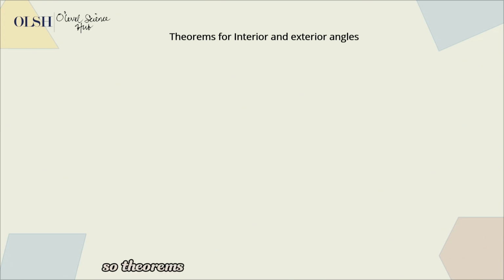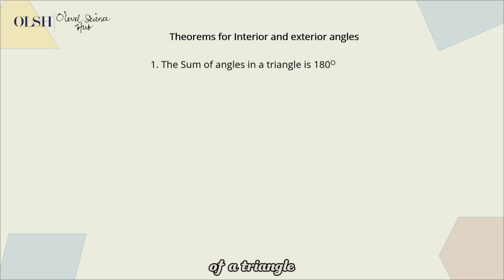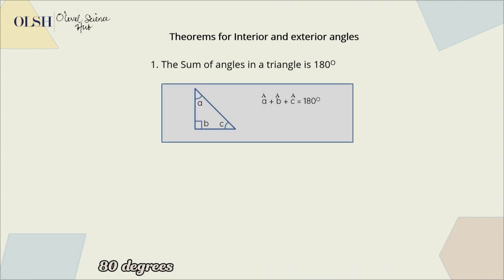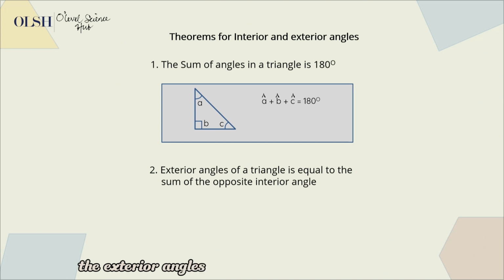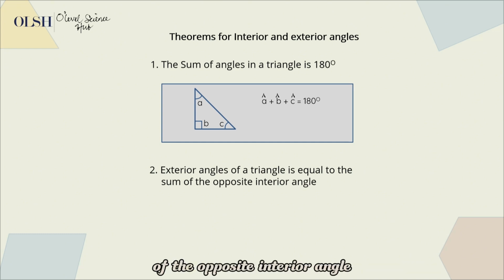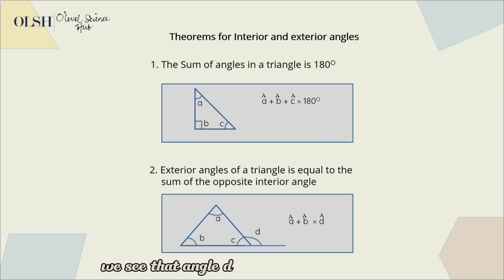So theorems for interior and exterior angles of a triangle. The first one is the sum of angles in a triangle is 180 degrees. And we can see from this triangle we have a plus b plus c equals 180. Then the exterior angle of a triangle is equal to the sum of the opposite interior angles. We see that angle D is the same as angle A plus B.